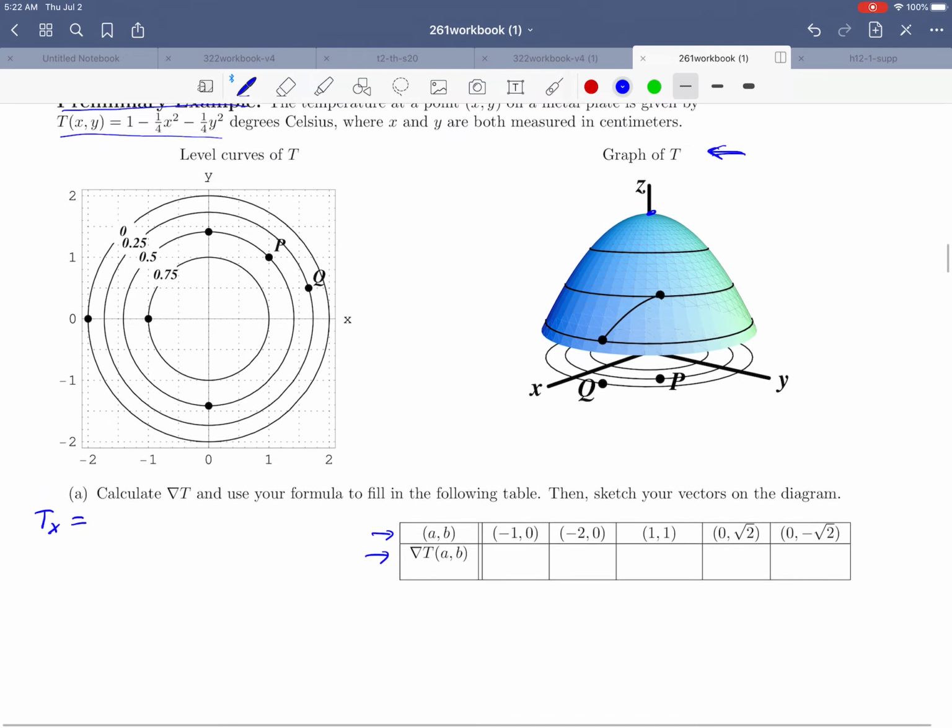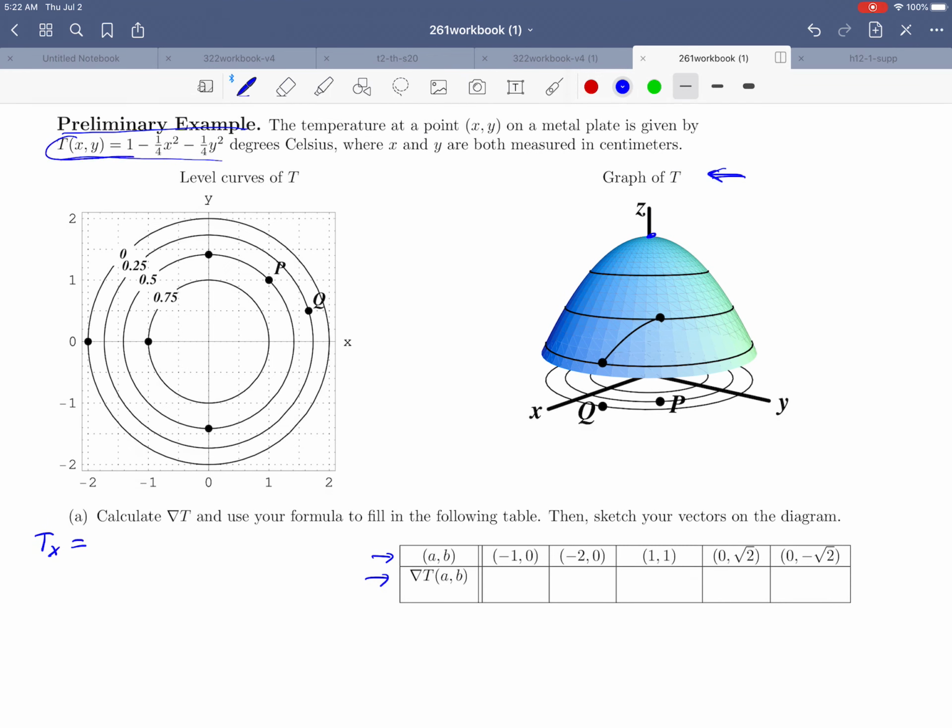The formula for our function is sitting right here. If we want to take the derivative of that with respect to x, notice that only the second term is relevant, because that's the only term that has x's in it. The other two terms are going to go to 0. So the derivative of negative a fourth x squared is just going to be negative a half x. The derivative of x squared is 2x.